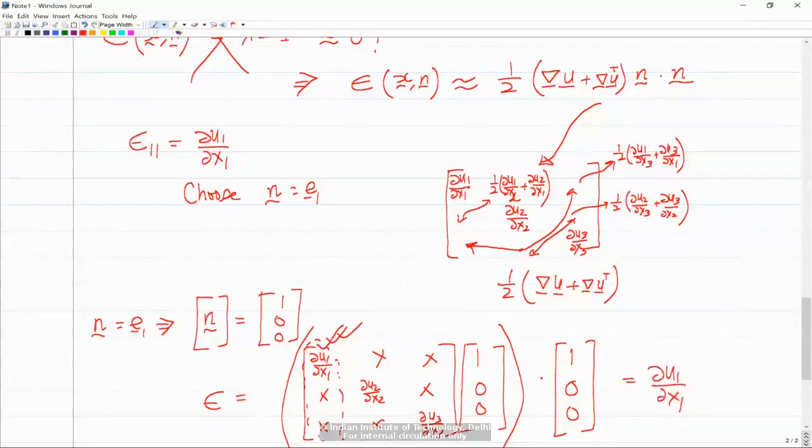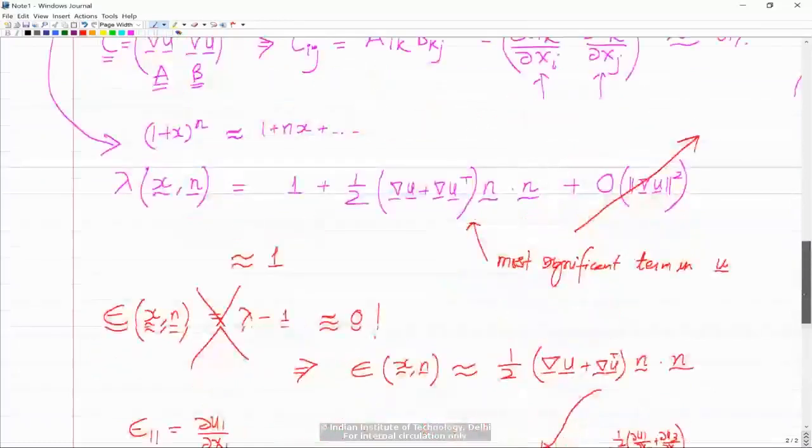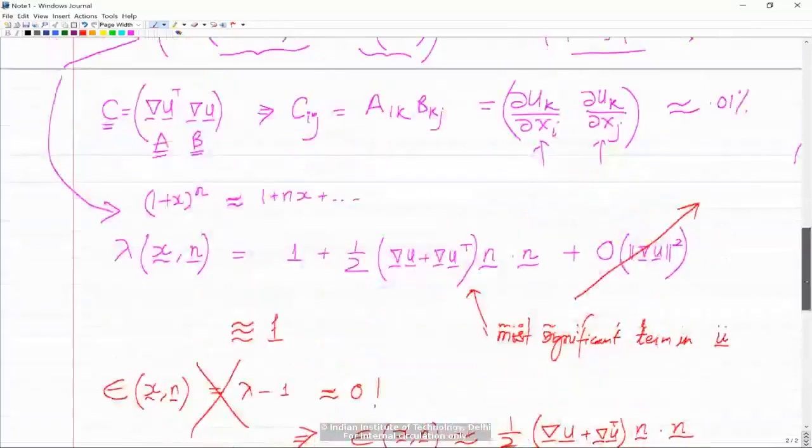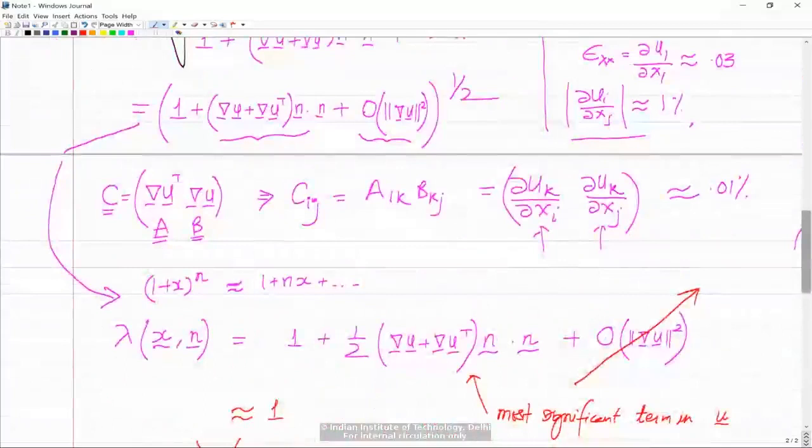Similarly, if you choose n equal to e2, that means 0, 1, 0, then you will find that epsilon 2, 2 is del u2 by del x2. So you recover your undergraduate class formula. But what you see is that your undergraduate formula neglects this quadratic term. So it assumes that the displacement gradients are very, very small, and therefore you are neglecting the quadratic and higher order terms in displacement gradient. Is that okay with everyone?